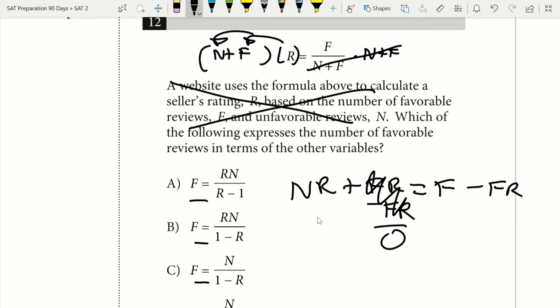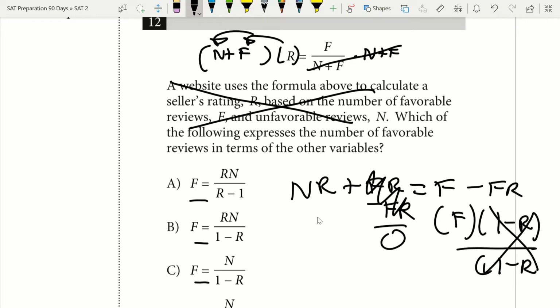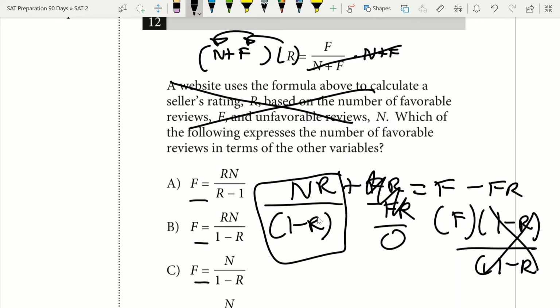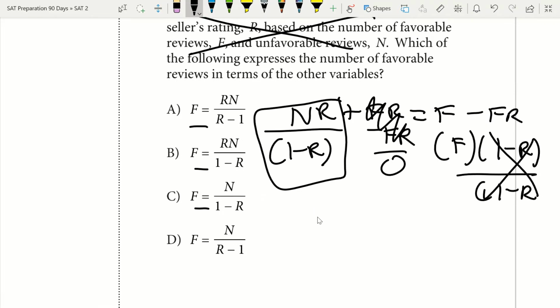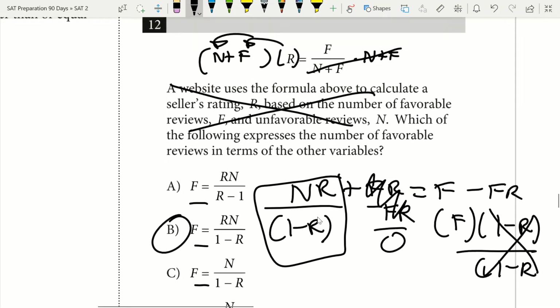Okay, I do that. Now I see I can factor out f. Now I can just do f times 1 minus r. At that point, I divide each side by that 1 minus r to get f equal to something. Now I have nr over 1 minus r, and that'll be my answer for what f equals. Nr over 1 minus r. I see that that's going to be right here. That's answer choice B for number 12.